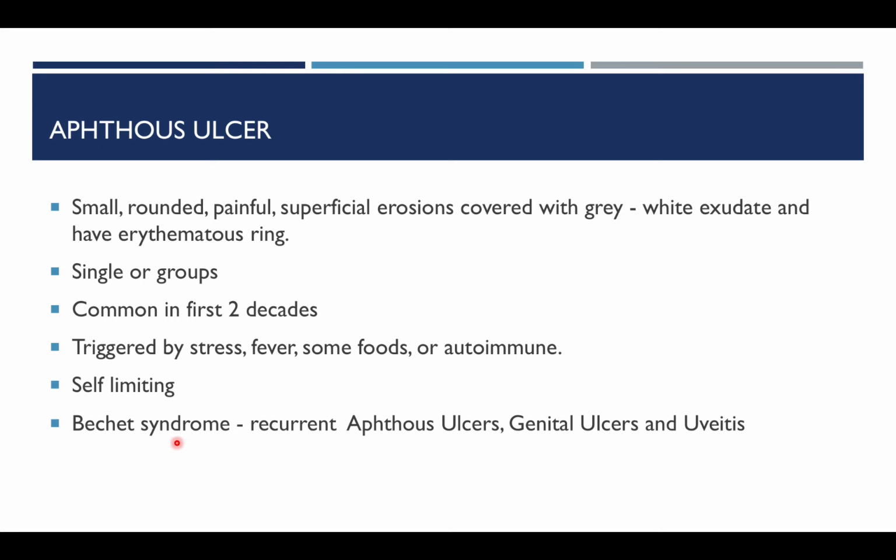So what is Behçet syndrome? It is an immune complex mediated vasculitis, specifically of small vessels. And we usually see Behçet syndrome after a viral infection. So how does it present? It presents as recurrent aphthous ulcers, genital ulcers, and uveitis. We can think of it as the 3 U's: ulcers, ulcers, uveitis.